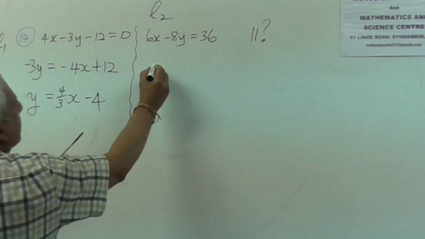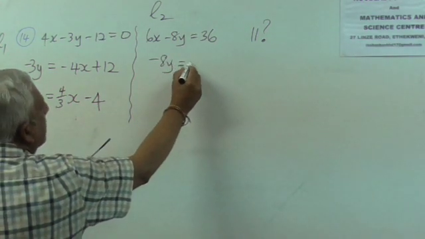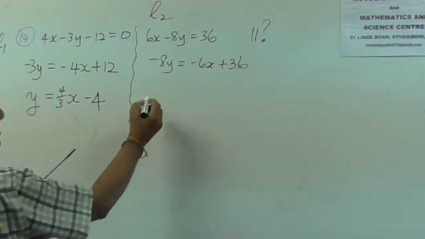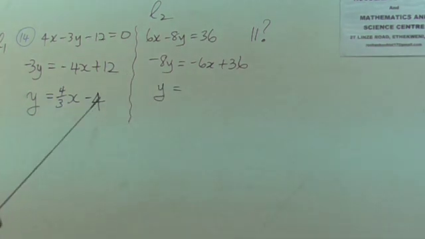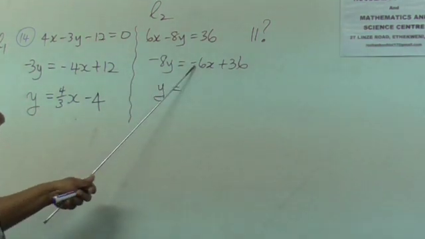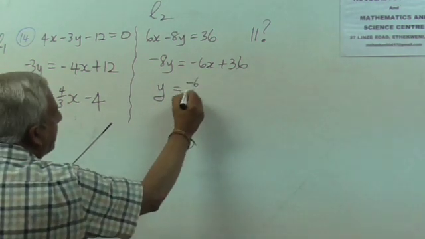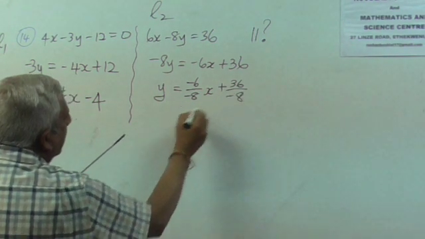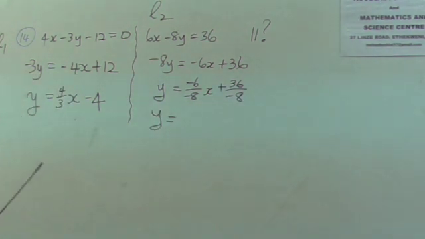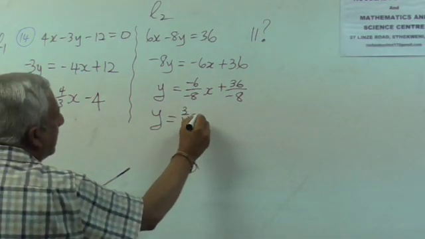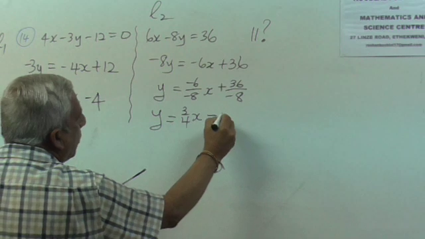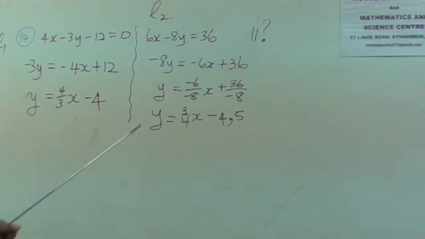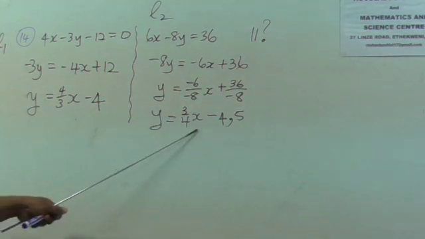Now this to standard form will be minus 8y is equal to negative 6x plus 36. Now we can divide. We're dividing by negative 8, so that will be y. If you divide negative 6 by negative 8, I'll just do it step by step. And then you've got plus 36 divided by negative 8. You put that in your calculator and you get 3 over 4x minus 9 over 2. Both are now in standard form.